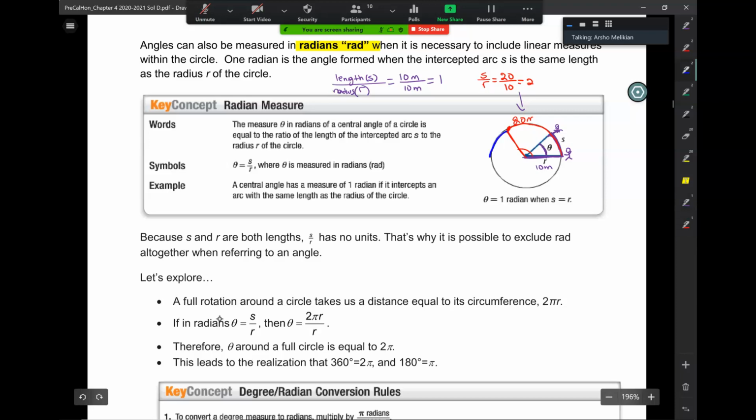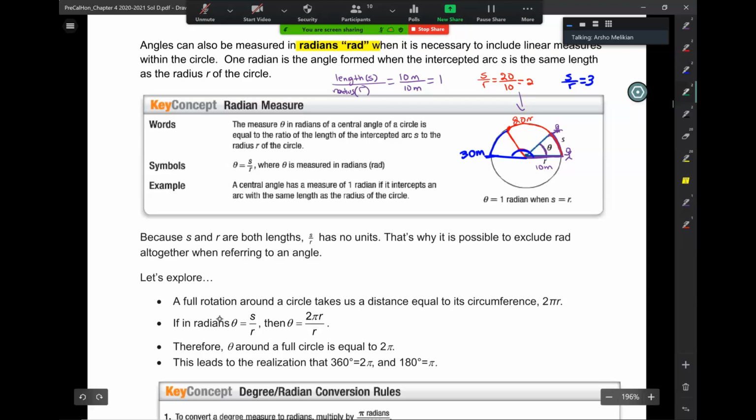Okay? Now, get this. Suppose you continue walking. All right, keep walking. Now you walk 30 meters. There is a point to this, right? Now you walk 30 meters. S over R is now 30 over 10, 3. So this blue is 3 radians.